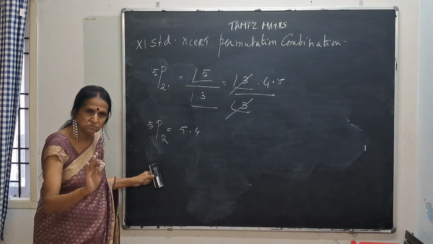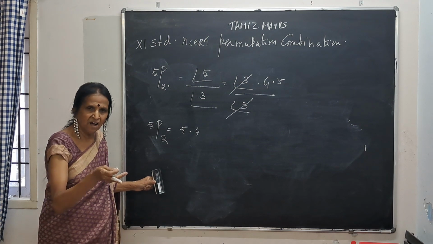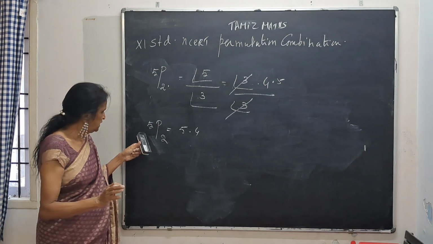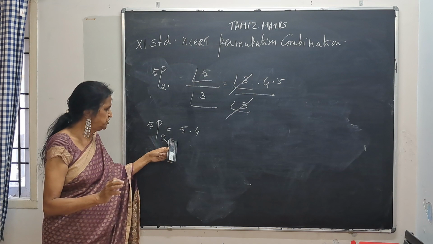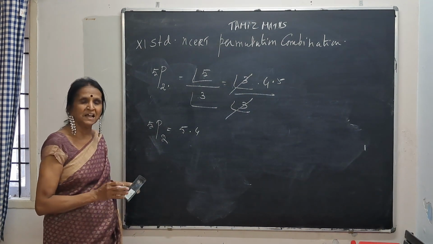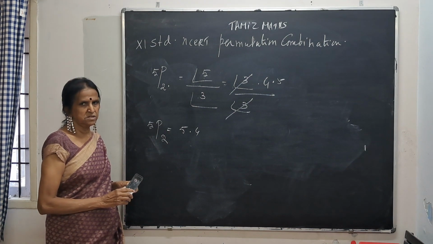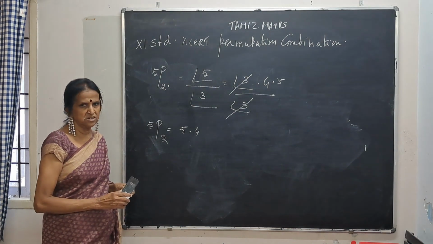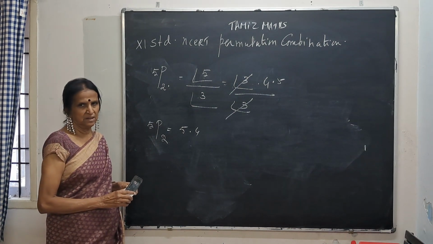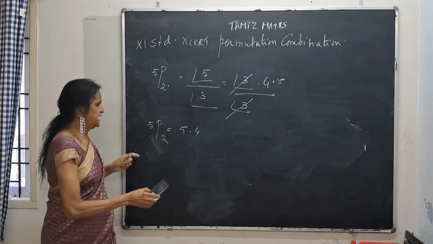Down won't come. In nCr, there will be a down, like 5C2: 5 into 4 by 1 into 2. But that won't be there. So which is more in number, permutation or combination? It is obviously permutation is more in number than combination. Okay.